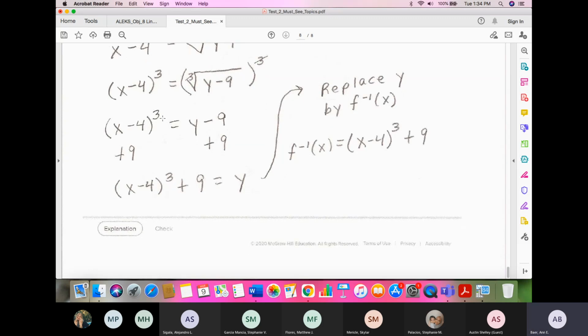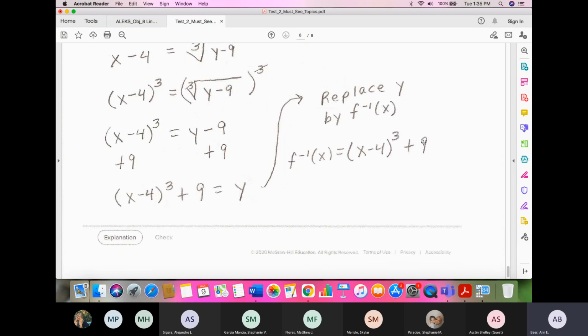On this side, we get x minus 4 cubed plus 9 equals y. Minus 9 plus 9 is 0. Y plus 0 is still y. And lastly, the last step is to replace y by this inverse notation, by f inverse of x. So we replace this y by f inverse of x. We usually write that on the left side. That's equal to all of this that I put on the right side over here. And that is the answer.